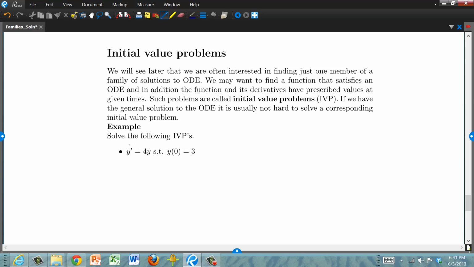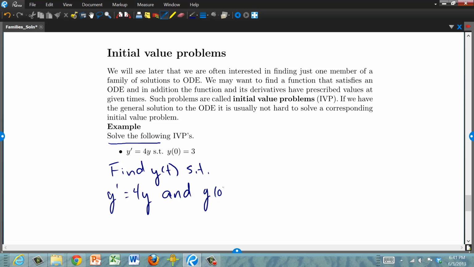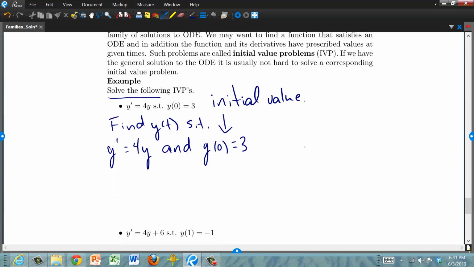So in this problem, we're saying solve the initial value problem. That's an IVP. And what we want to do is find a function y of t such that y prime equals 4y, so it satisfies that differential equation. There are infinitely many functions that do that. And now we want to pick out one of those functions that has the property that the function evaluated at 0 is equal to 3. This condition is called an initial value.